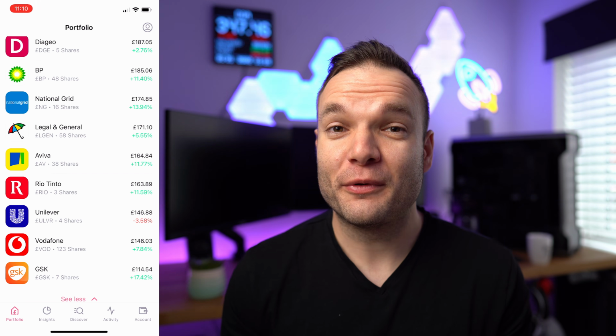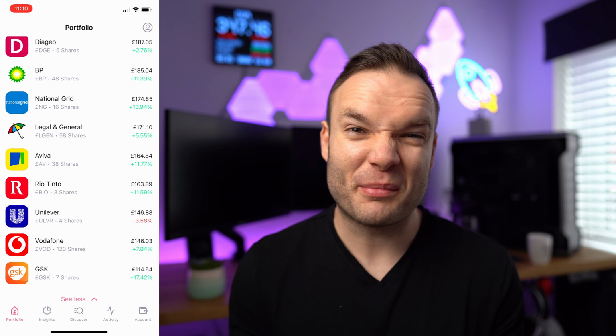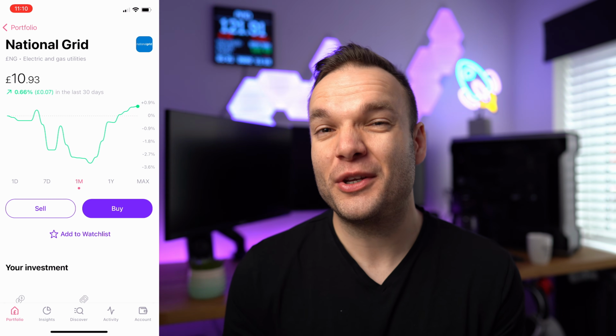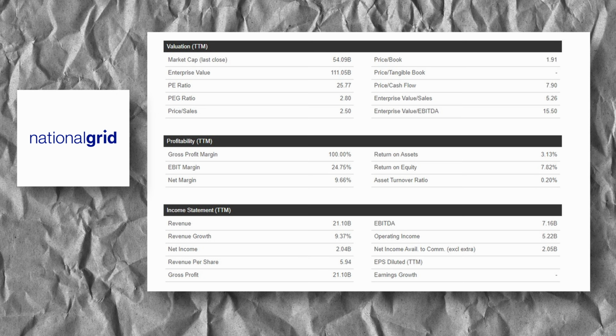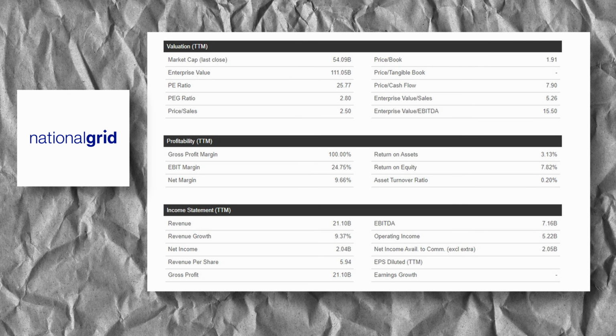So third place in the portfolio in terms of percentage increase is everyone's favorite, or probably one of the most boring stocks in the portfolio, to be honest, National Grid. So they're a gas and electricity supplier. You'll be very familiar, no doubt, if you are living in the UK, and they do have a small foothold in the eastern part of the US as well.